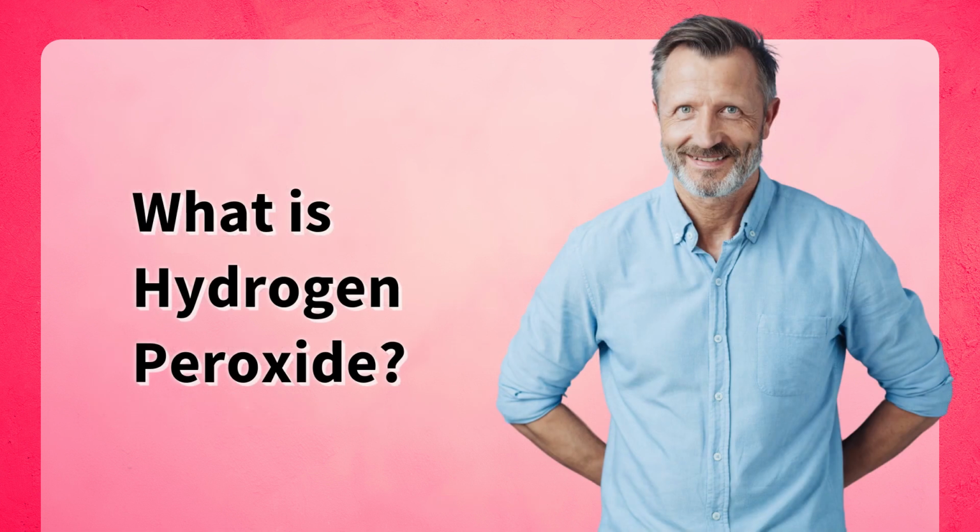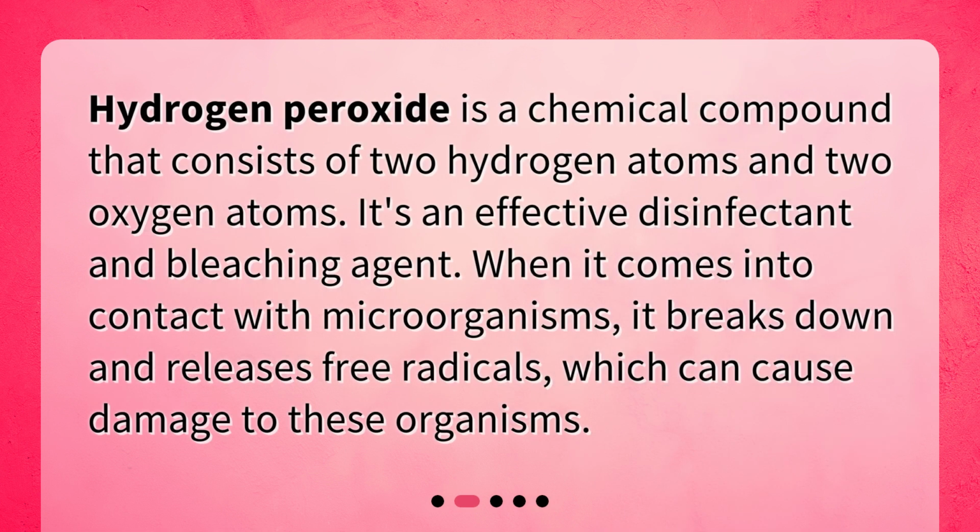What is hydrogen peroxide? Hydrogen peroxide is a chemical compound that consists of 2 hydrogen atoms and 2 oxygen atoms. It's an effective disinfectant and bleaching agent. When it comes into contact with microorganisms, it breaks down and releases free radicals, which can cause damage to these organisms.